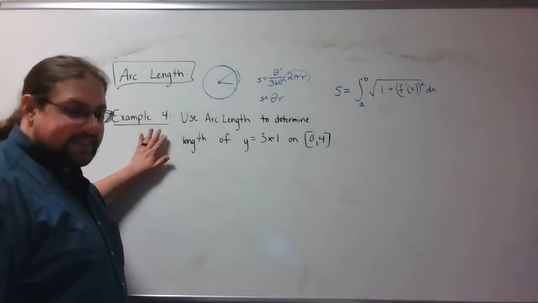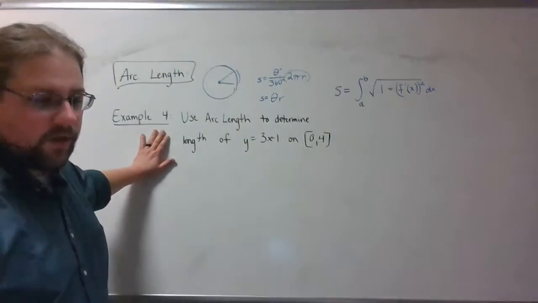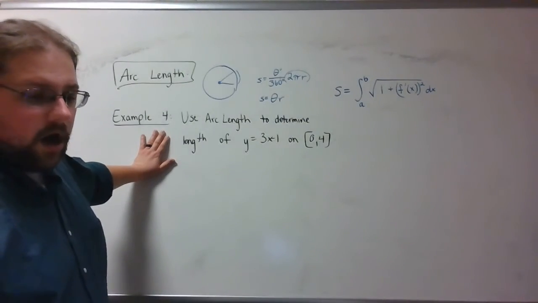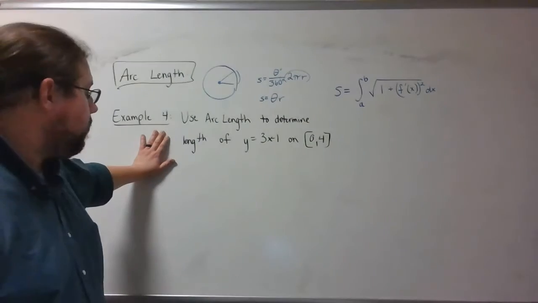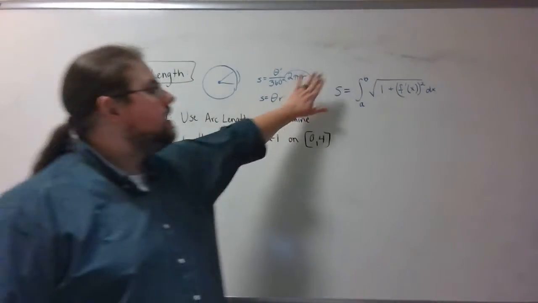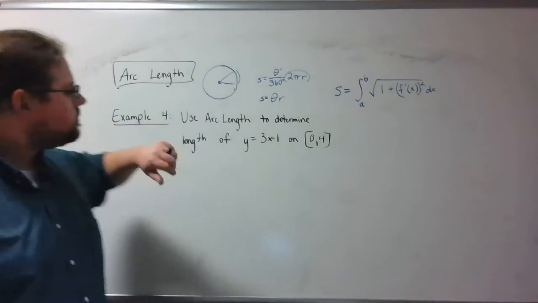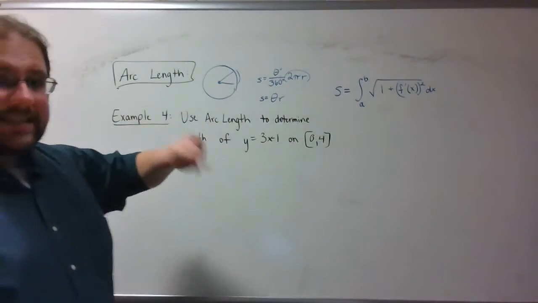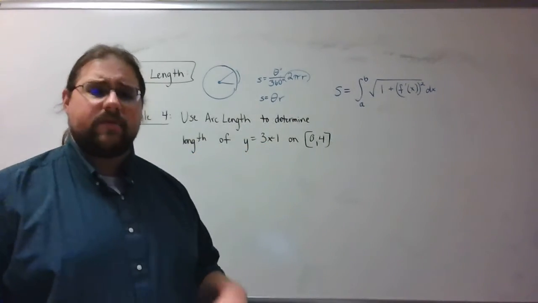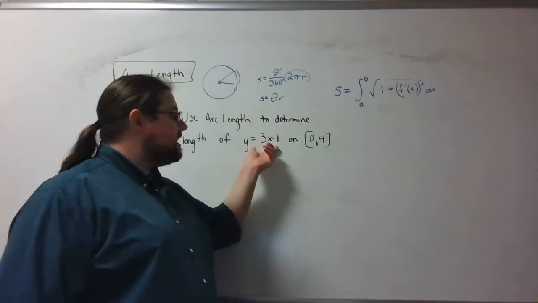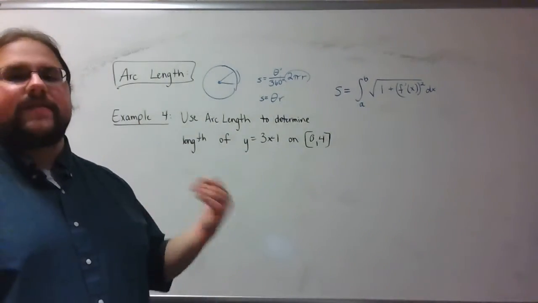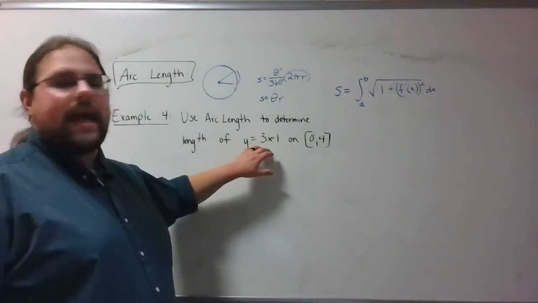So let's start off with a very simple example. Let's go back to example number 2. In example number 2, we were finding the length of a straight line, y equals 3x minus 1, on the interval 0, 4. I'm going to do the exact same kind of thing, only I'm going to apply my new formula. So I'm going to use arc length this time to determine the length of y equals 3x minus 1 on 0, 4. Now, the question is, is y equals 3x minus 1 a rectifiable curve? Is it both continuous and differentiable? And the answer is yes.